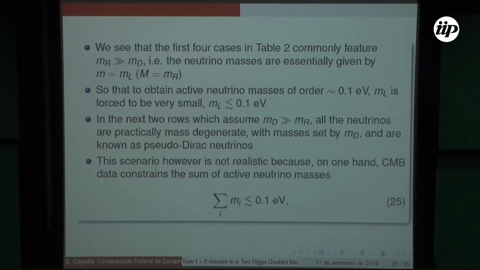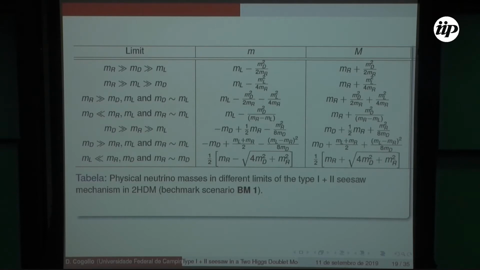And this scenario is not realistic, because on one hand the sum of the masses of the light neutrinos must respect this bound, okay? But if the masses of the light neutrinos, as we show, are of the same magnitude as the heavy neutrinos, then we have right-handed neutrinos with masses of the order of electron volts, which is forbidden by cosmology, but is a possible solution for the problem that Carlos showed here.